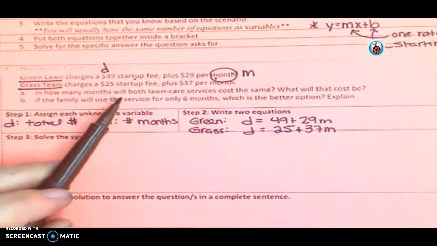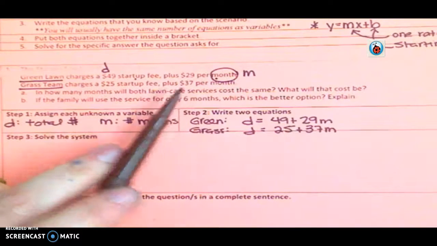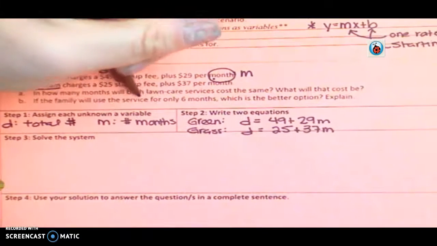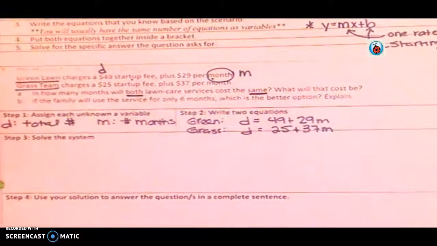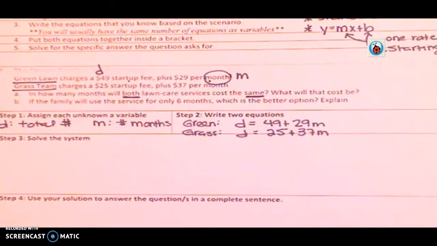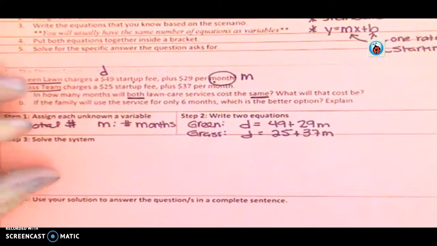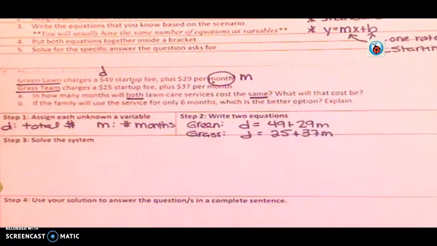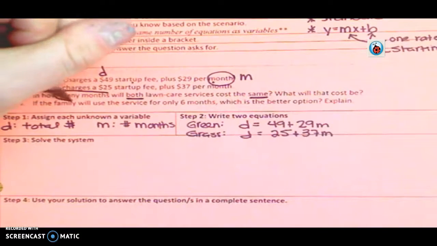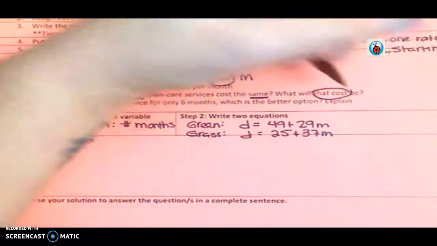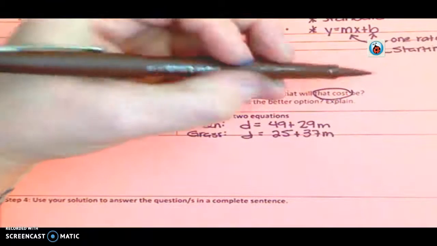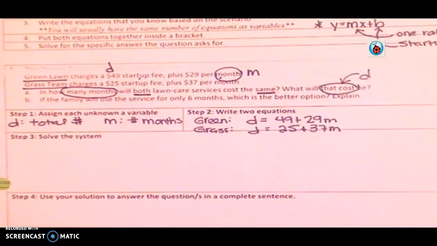In how many months will both lawn care services cost the same? What will the cost be? Again, we're looking at both, we're looking at same. That's telling me that it's a system, and I'm going to use what I know to solve that. And then what will the cost be? So I've got to answer how many months and what is the cost. Basically, what's my variable M? What's my variable D? What's going to be the cost? What's going to be the months?